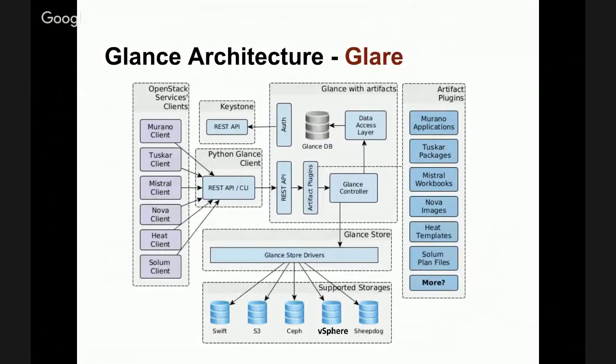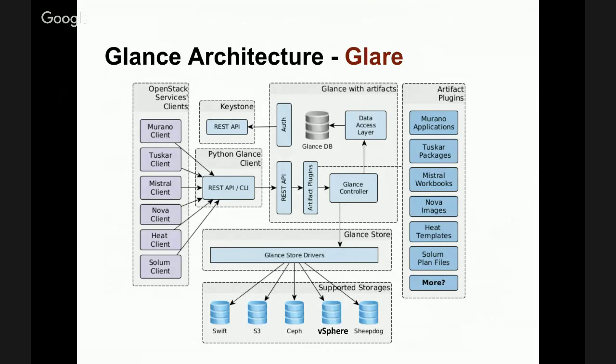And then came along the Glance artifacts repository, also known as GLAR. This follows the same design architecture as the Glance V2 API, but it brings in additional plugins for different artifacts, like the plugins for Heat templates or Mistral workbooks, etc. So this was very similar to V2.